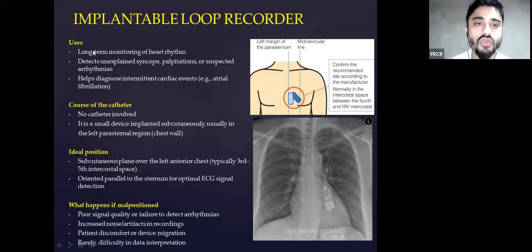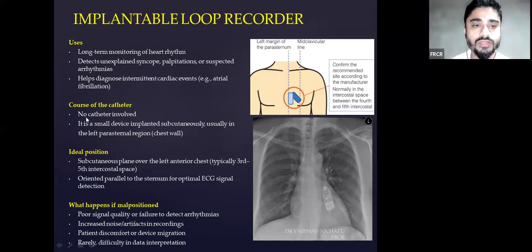What are the uses? For long term monitoring of heart rhythm, to detect unexplained syncope, palpitations or suspected arrhythmias. It helps in diagnosing intermittent cardiac events such as atrial fibrillation or various other kinds of arrhythmias.